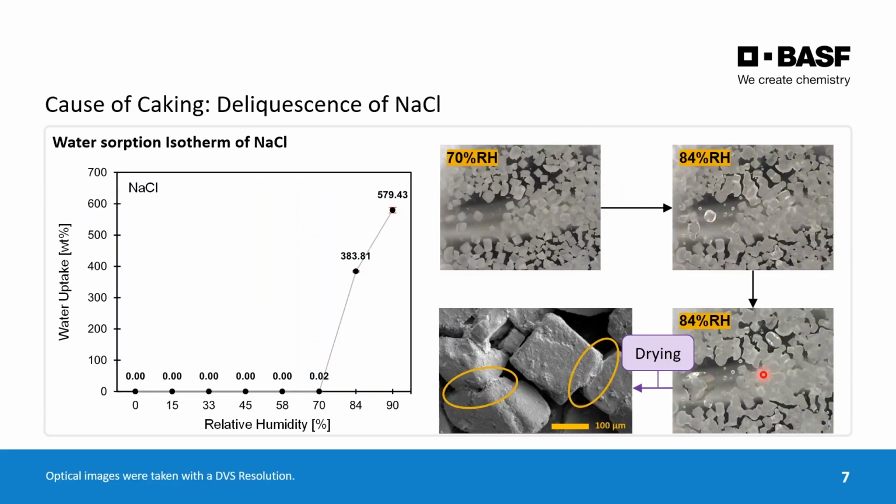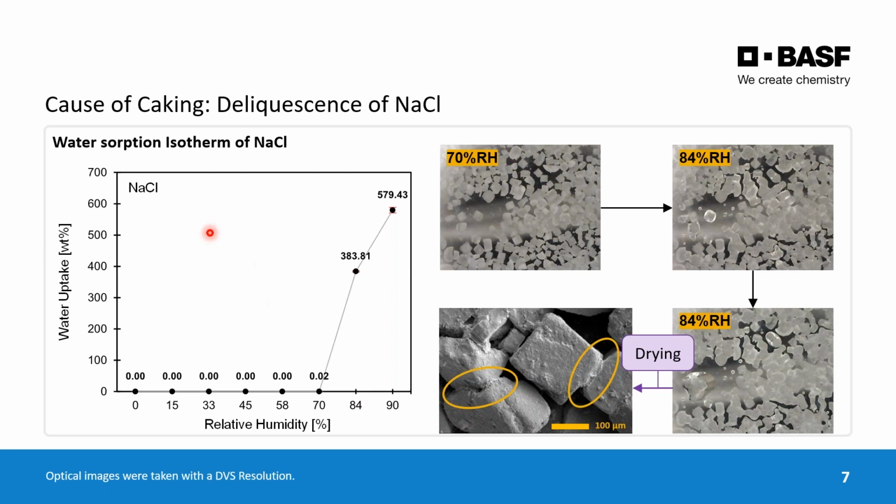So the first thing we're going to use as a reference material is sodium chloride, salt. It's a well-known material that will cake, but of course the critical caking humidity is 75% humidity. So in our experiments, to accelerate the process slightly, we did the caking at 80. We induced humidity at 84%.